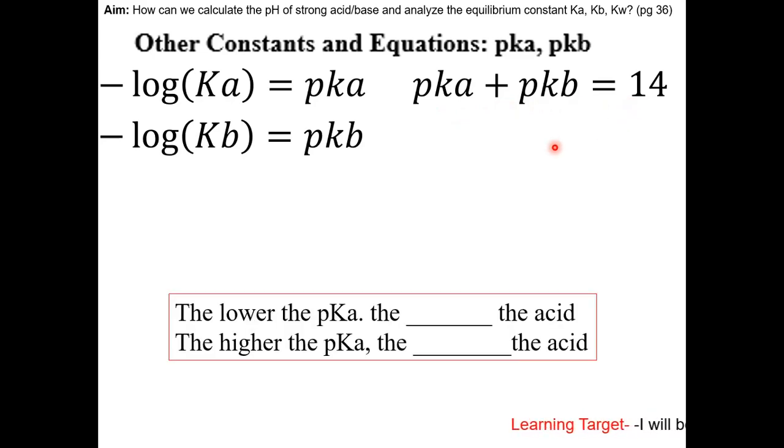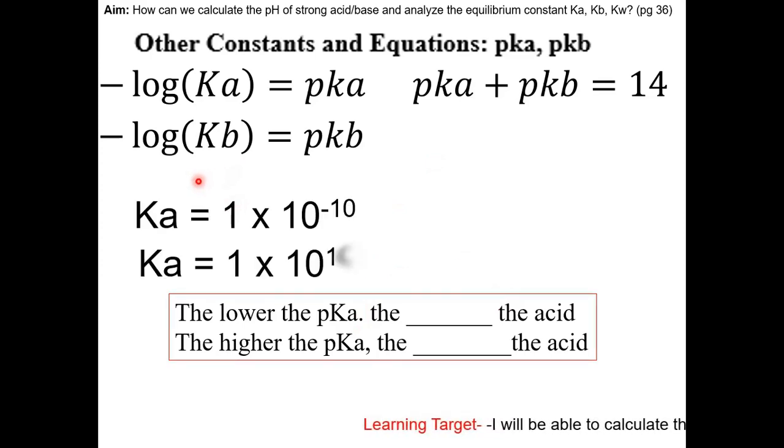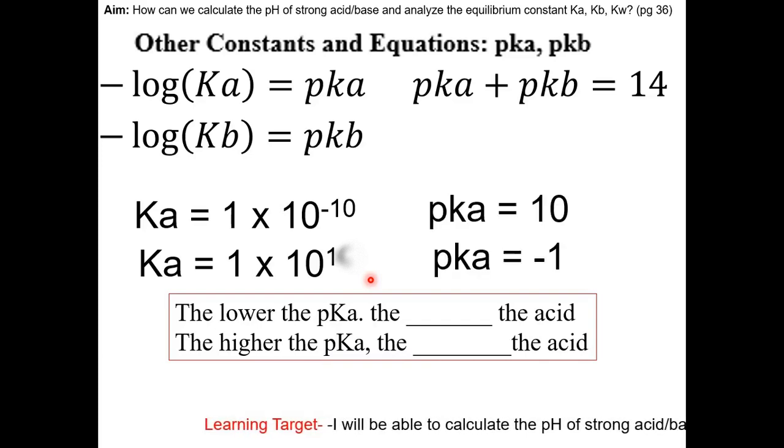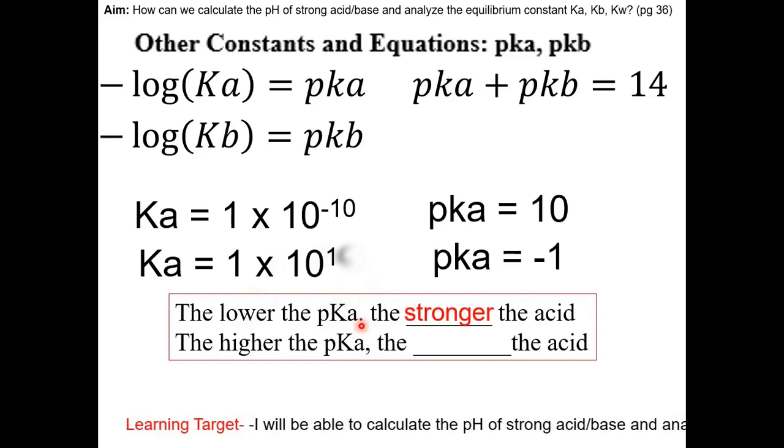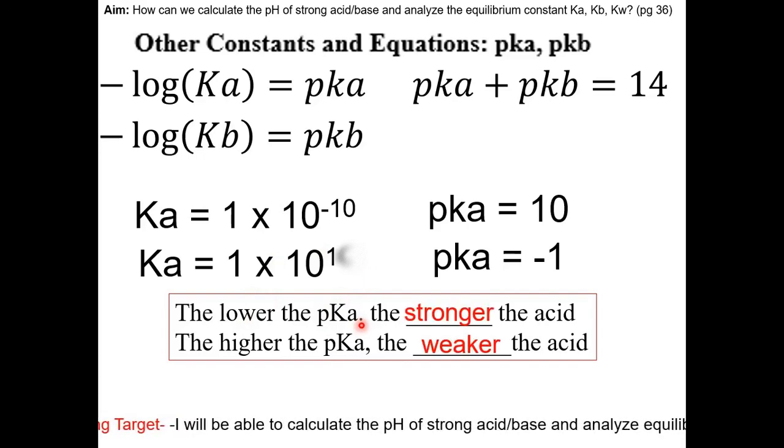To figure out the relationship between pKa and the strength of an acid, let's look at an example. Here are two Ka values. This Ka value represents a stronger acid. Let's calculate the pKa. Therefore, the lower the pKa value, the stronger the acid. The higher the pKa value, the weaker the acid.